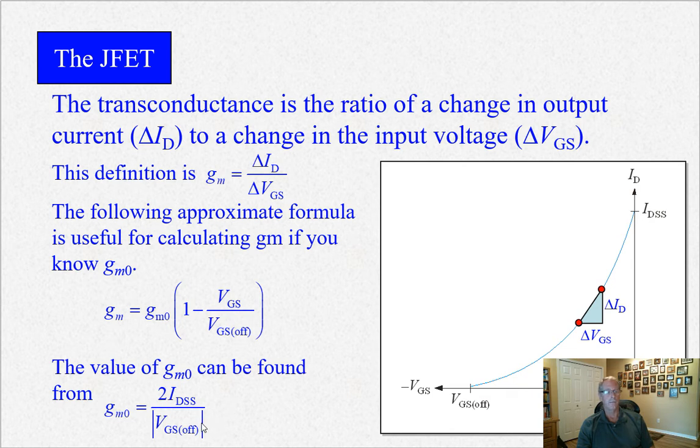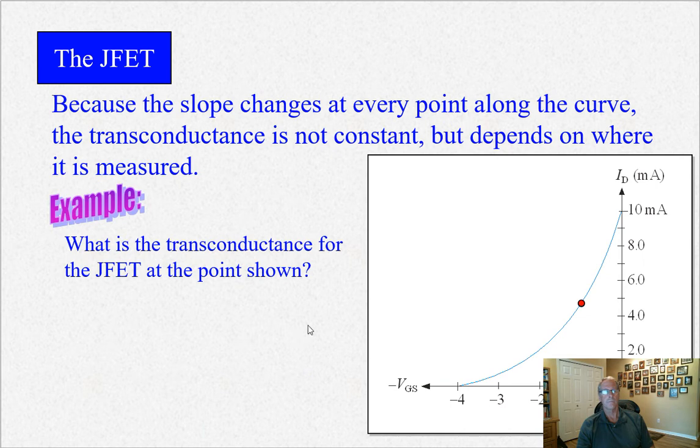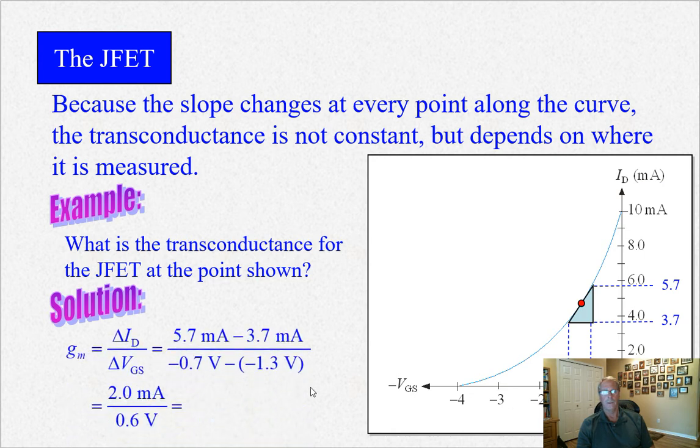And you can also calculate it based on VGS off. These are more formulas you should put on your formula sheet. Use them to do the homeworks. And the slope changes at every point on the curve, so it's not linear. It's kind of a slopey curve. So you have to take a couple of points, and delta ID and delta VGS for this example, and you end up with 3.33 millisiemens.